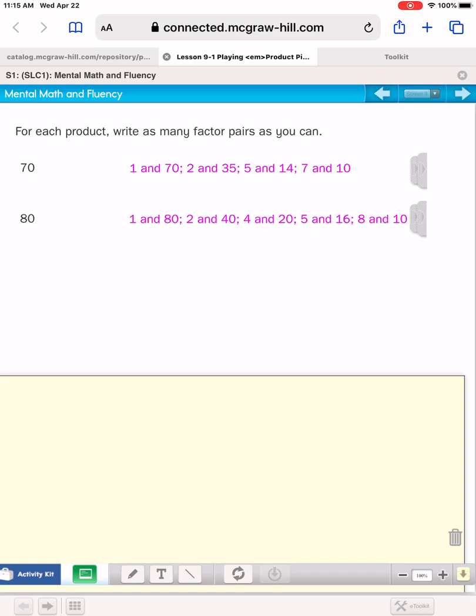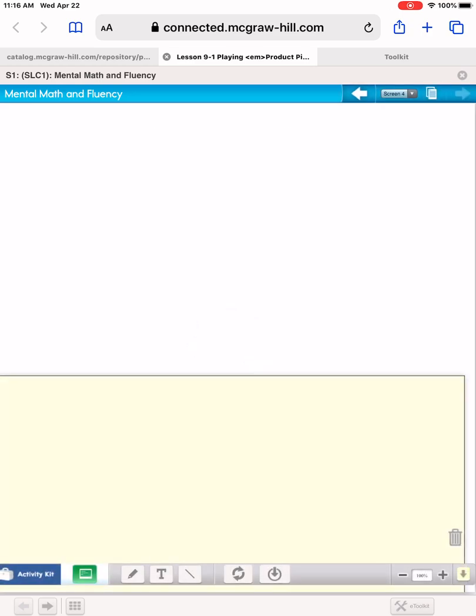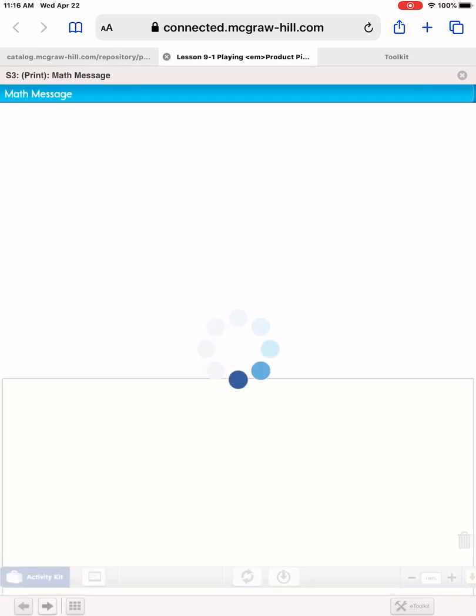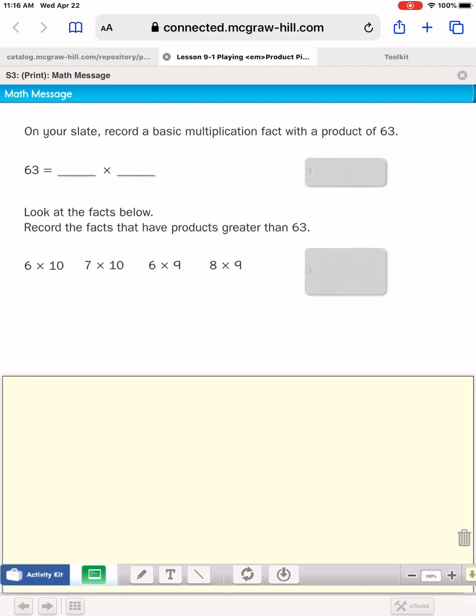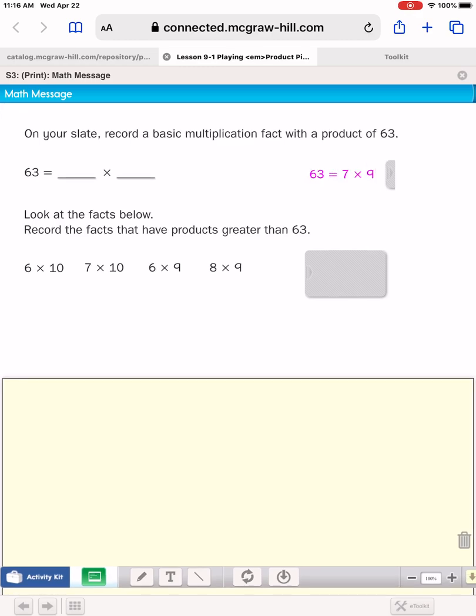All right. Also, on your sheet of paper, let's look at the math message. It says, please record a basic multiplication fact with a product of 63. So, what times what equals 63? You should have written down 7 times 9 equals 63. They've written it 63 equals 7 times 9, and we know you can write it either way. The equal sign can be on either side of the number sentence.